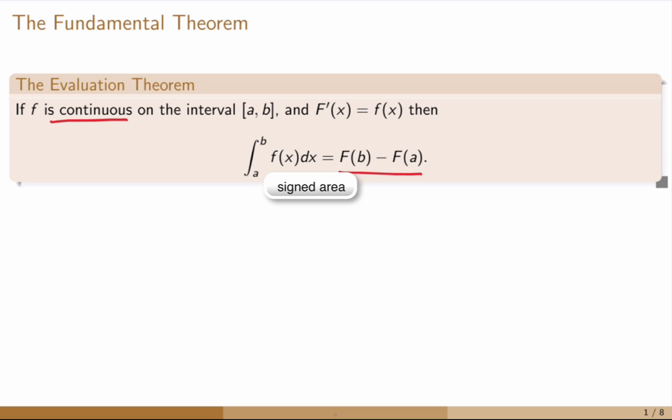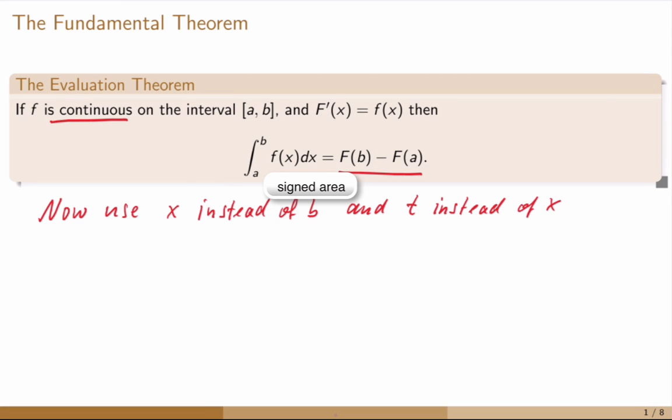But now let's flip the notation. What I do is I will use x instead of b and t instead of x. Okay, so let's just write down what this does. So this is the integral from a to x, f of t dt. And according to the evaluation theorem, this would be F at the upper boundary, which is F of x now, minus F at the lower boundary, which is a. Okay, so I just changed notation. I didn't change anything else.